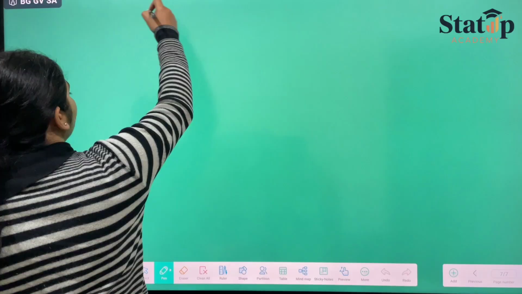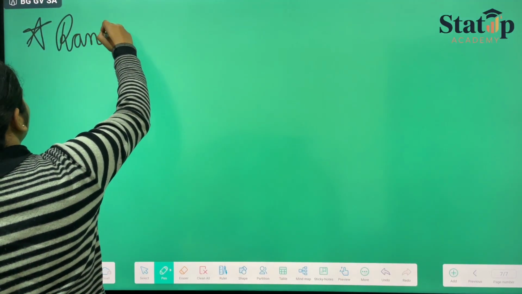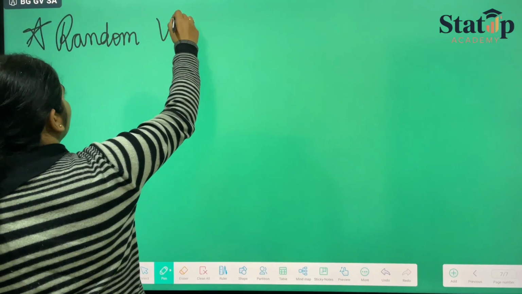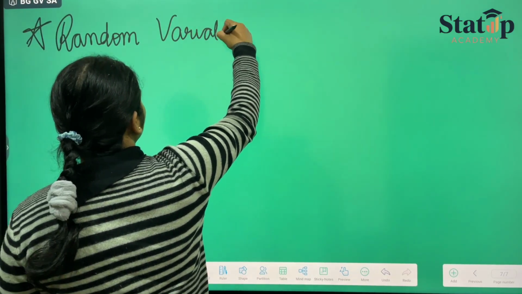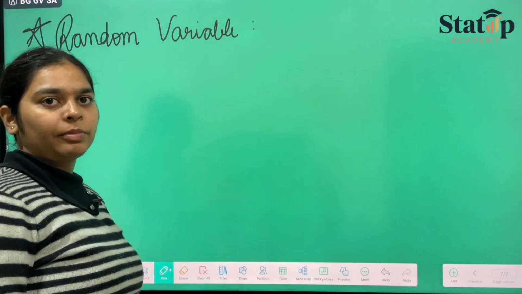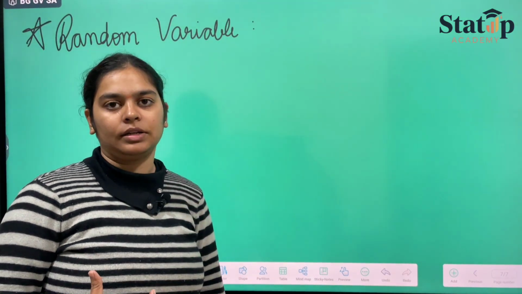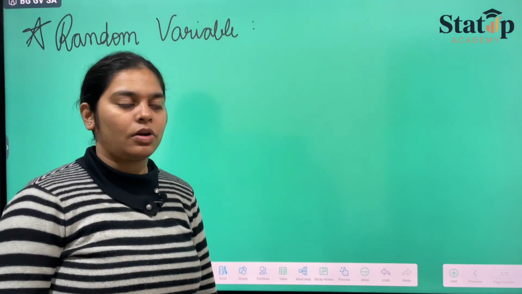In this lecture, we'll start with the new topic: random variable, probability density function, and probability mass function. So, what is a random variable? We all know what a random variable is. A random variable is a variable that, as the name suggests, is randomly selected in an experiment or an event.